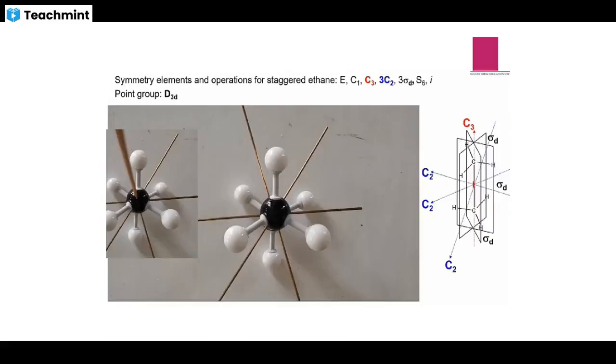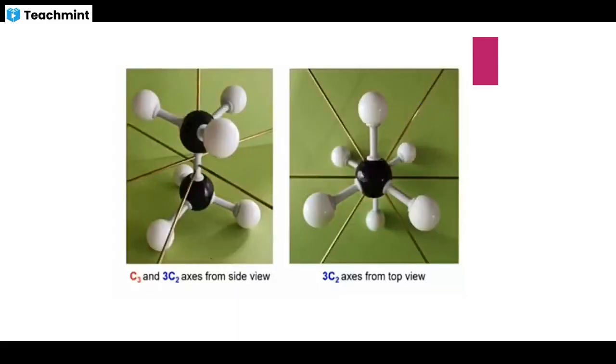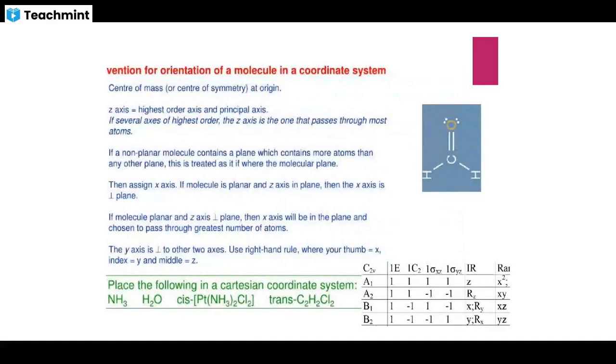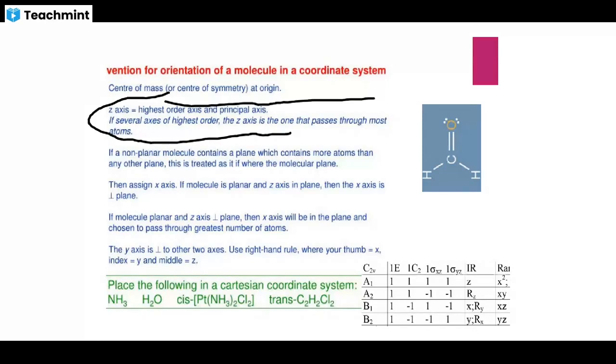And you see this is the D3d group, same as D2d is D3d. I told you that the Cartesian coordinate system is very important. The z axis is the higher order axis, the principal axis. If several higher order rotation axes are there, the z axis is the one that passes through the most atoms. So the z axis is taken like that.